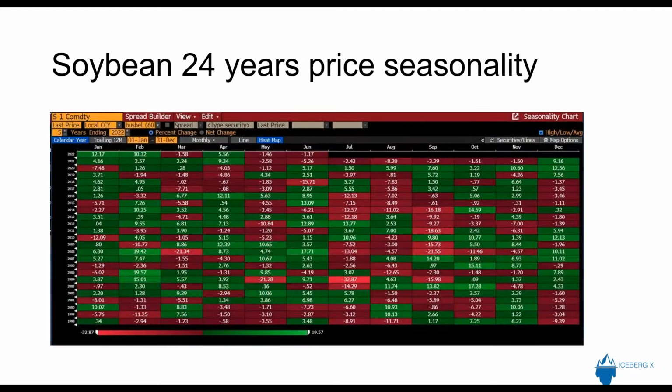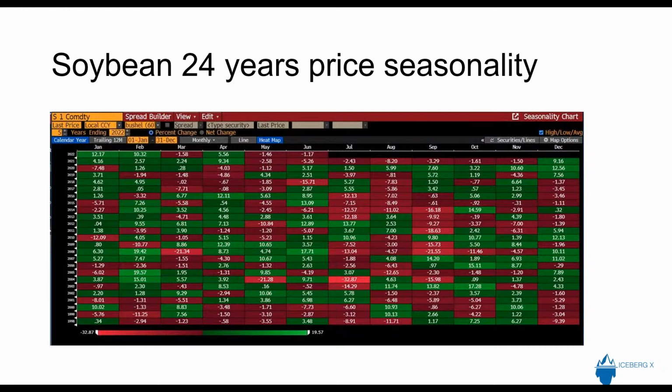So going to the end, as I mentioned earlier in my slides, whenever we trade grains, it's always good to look at seasonality. I did mention the June to October period is usually quite a weak period for soybean. So what I have here is just the 24 years price seasonality chart for soybean. If you just look at it, if you compare January to December, in fact, I think August is actually quite a weak period for soybean.